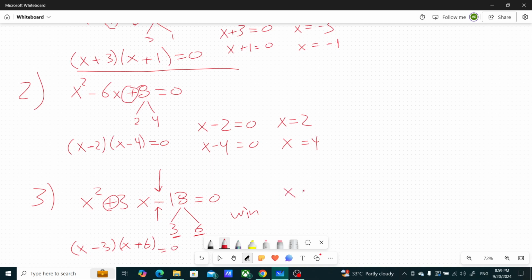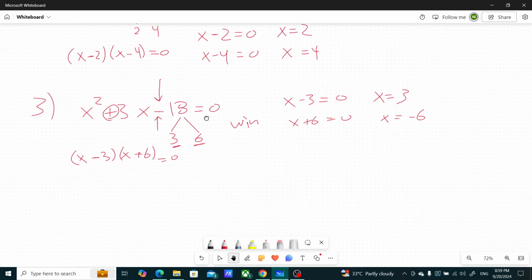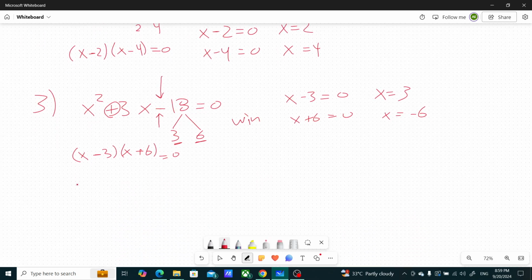So to solve, x minus 3 equals 0, so x equals 3. x plus 6 equals 0, so x equals minus 6. Okay? Right. Let's take one more example. Let's do x squared. This is example number 4.